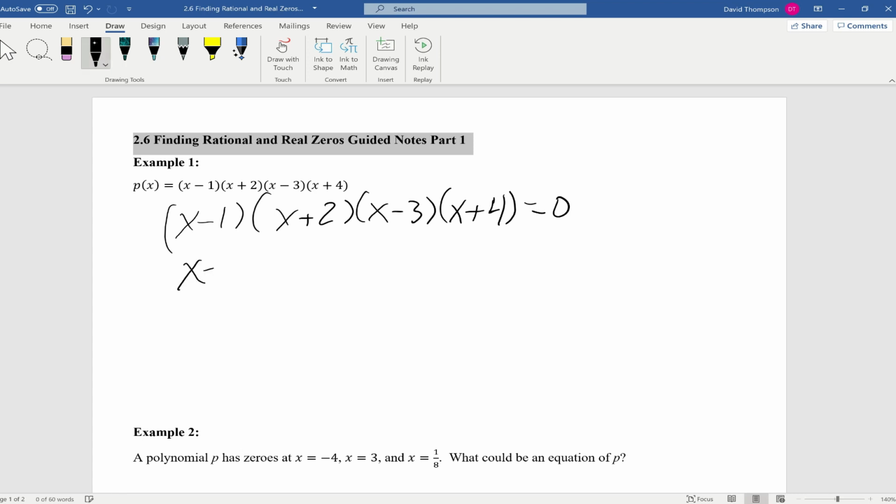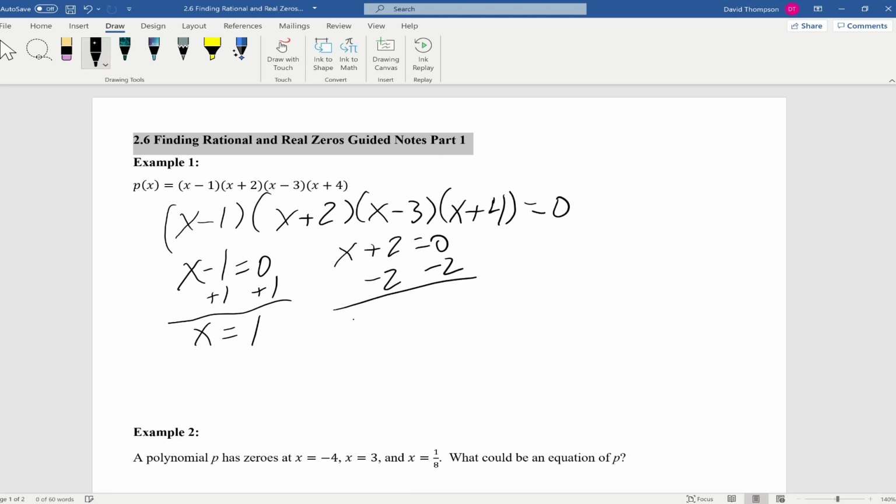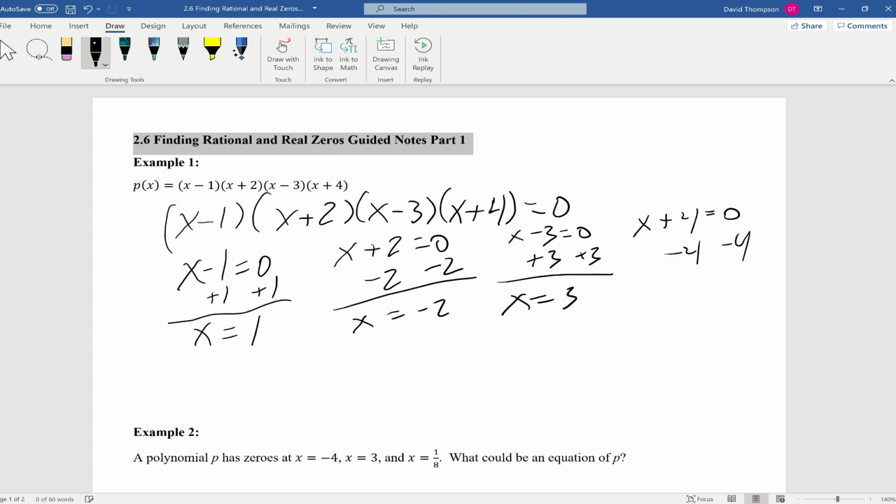We're going to say x minus 1 equals 0, add 1, add 1, we're going to get x equals positive 1. We're going to set x plus 2 equals 0, subtract 2, subtract 2, and we'll have x equals negative 2. We'll have x minus 3 equals 0, add 3, and we'll have x equals positive 3. And last we'll have x plus 4 equals 0, subtract 4, subtract 4, we'll have x equals negative 4.